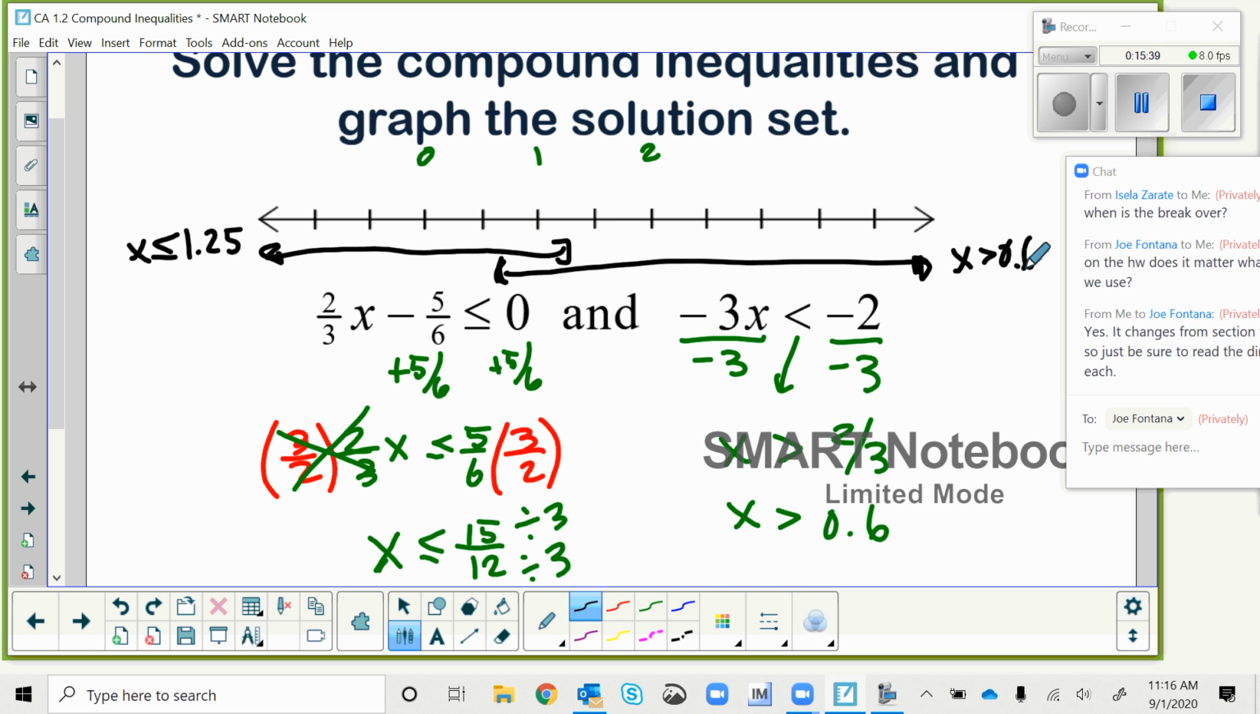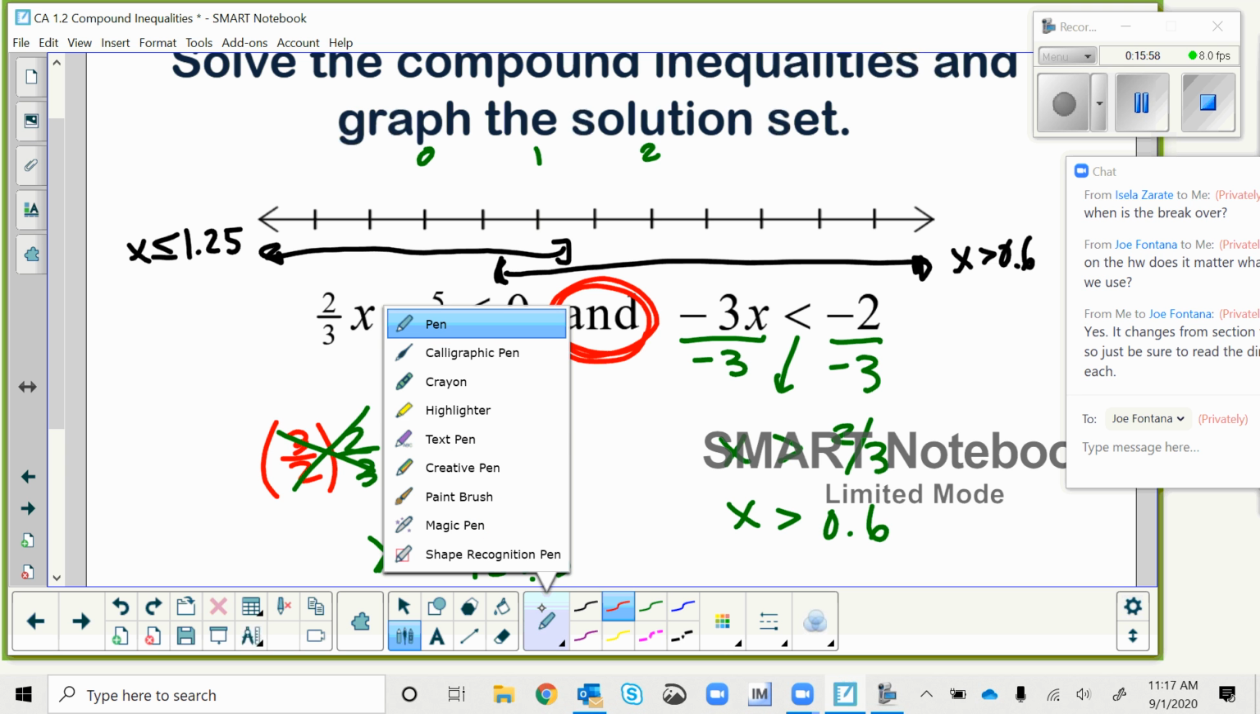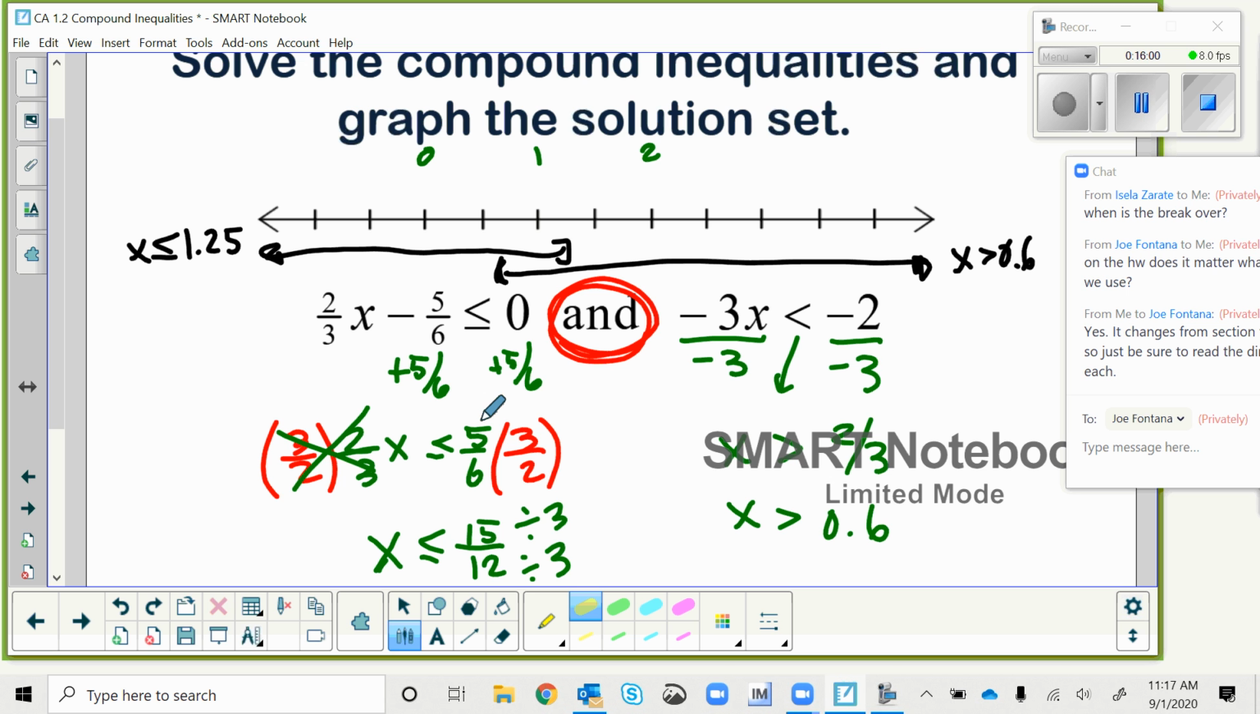What I'm going to put on the actual number line for my answer or my solution is where those two things overlap or intersect. That's what "and" means. It has to satisfy one and the other at the exact same time. So if you look at where they're intersecting, where they share values, it's right here. So those segments are what is going to go on my final answer for my number line.